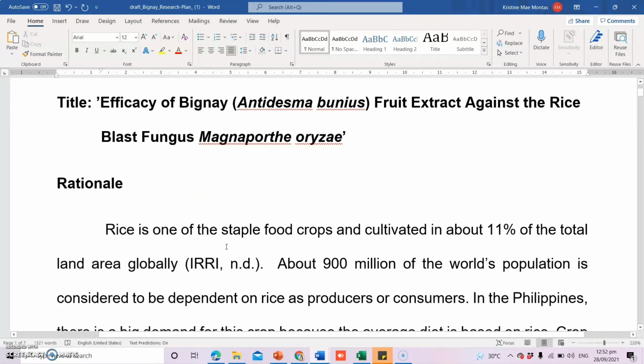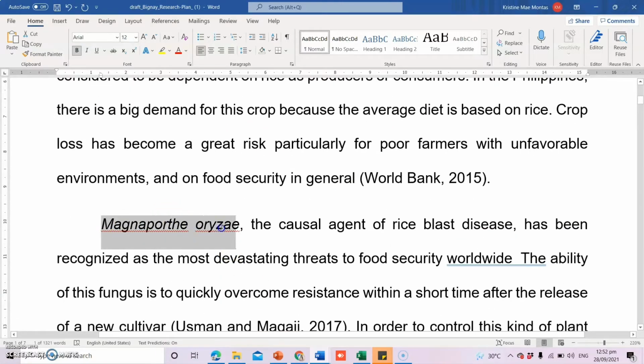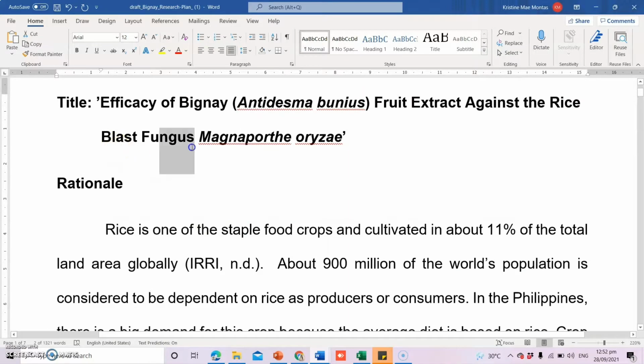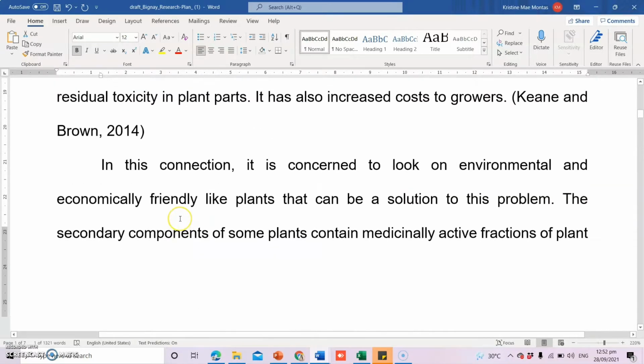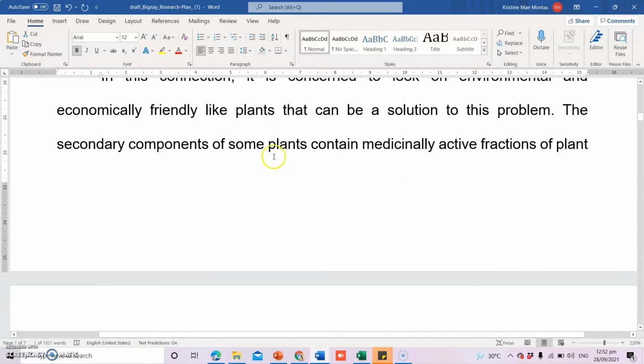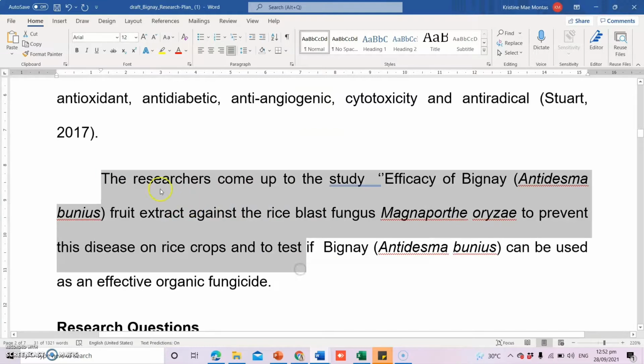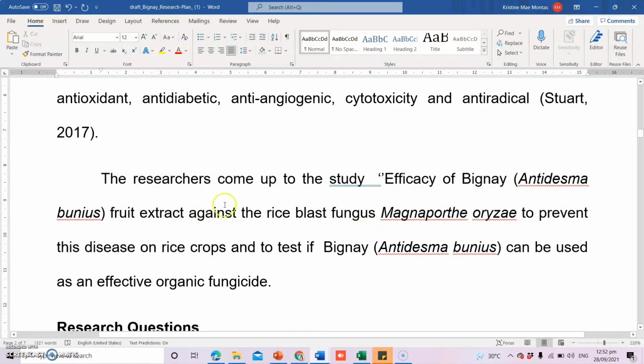Para ba siyang it is somehow like an introduction. Tungkol sa rice, okay, which is makikita natin sa title natin. Binanggit yung tungkol sa Bignai at binanggit ang tungkol dito sa Magnaporthe oryzae, which is yung blast fungus. And then afterwards, yung kahulihang part dito, sinabi rin pala dito na in connection, it is concerned to look at environmental and economically friendly plans that can be a solution to this problem. So, kailangan banggitin bakit ninyo ginawa yan, para saan ba yan, paano siya makakatulong. And then, this one, sa last part nga, babanggitin ninyo dyan, bakit kayo nag-come up dun sa study na to, para saan ba siya. So, ibig sabihin, kailangan ninyo rin ilagay yung aim or goal ng inyong research sa rationale.